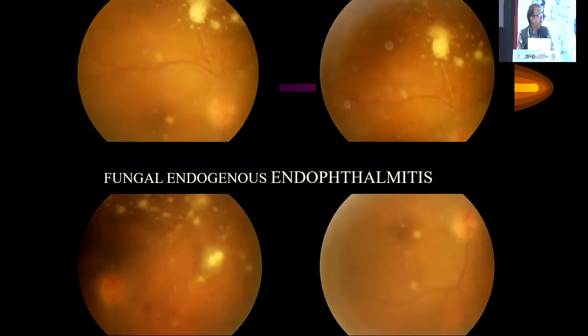If you see this yellowish plaque over the retina, it's usually candida endophthalmitis, and these patients will require multiple intravitreal injections of antifungal agents and most probably surgery.